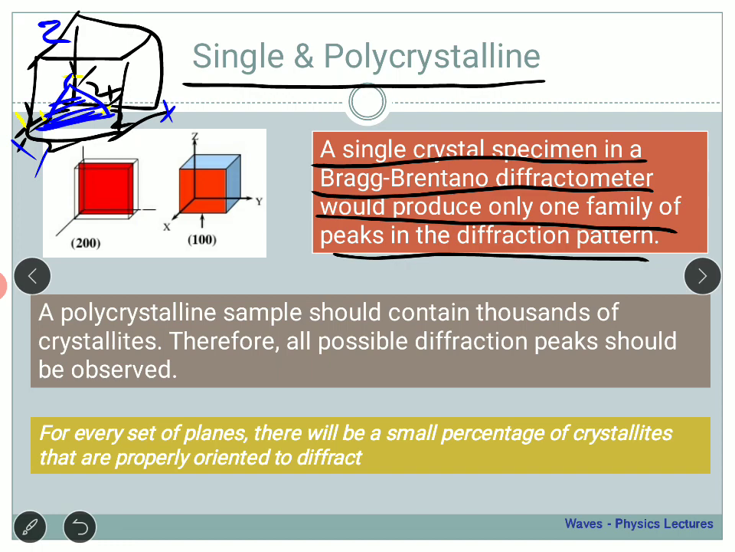And now if we want to find out the Miller indices, how do we do that? We simply take the reciprocal of the intercept, and then the Miller indices will be nothing but 2, 2, 2.